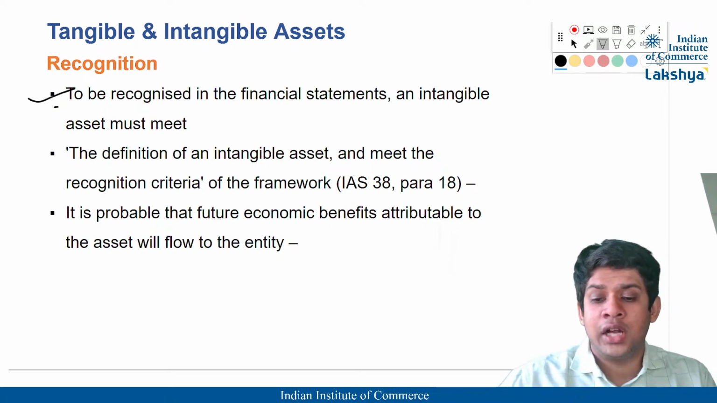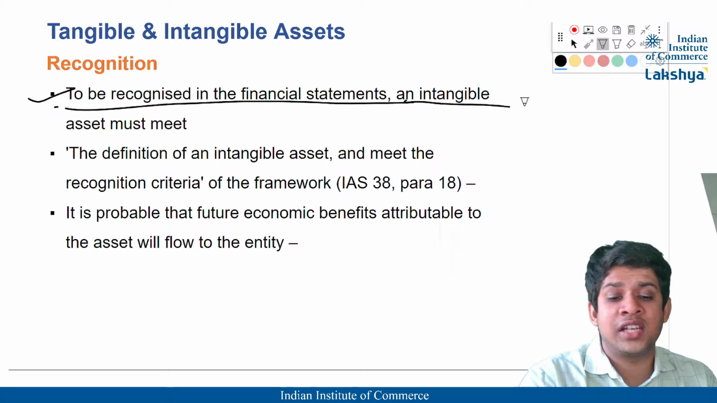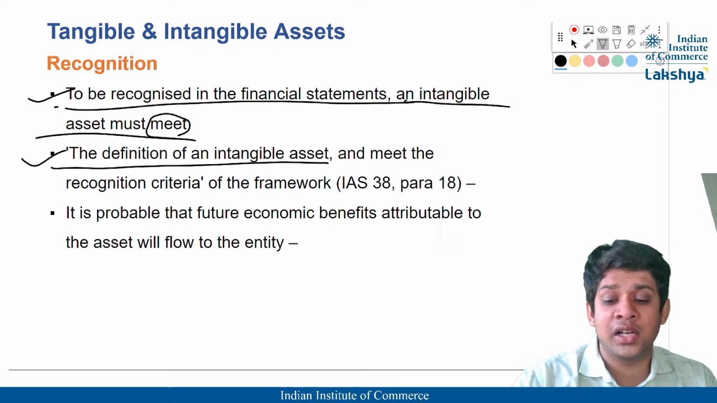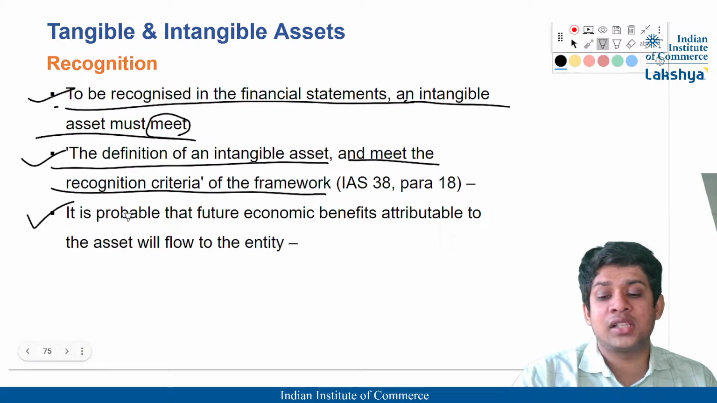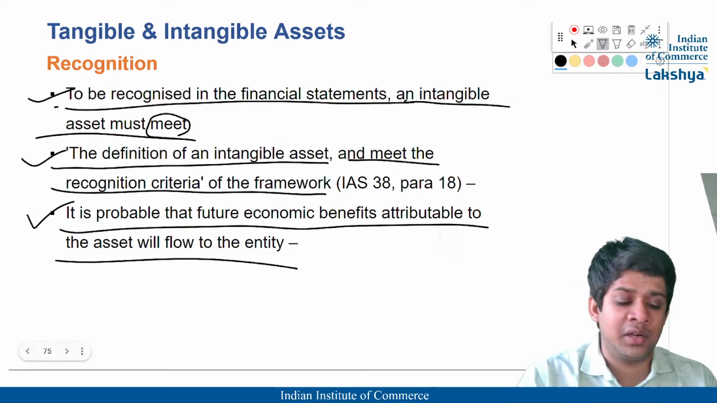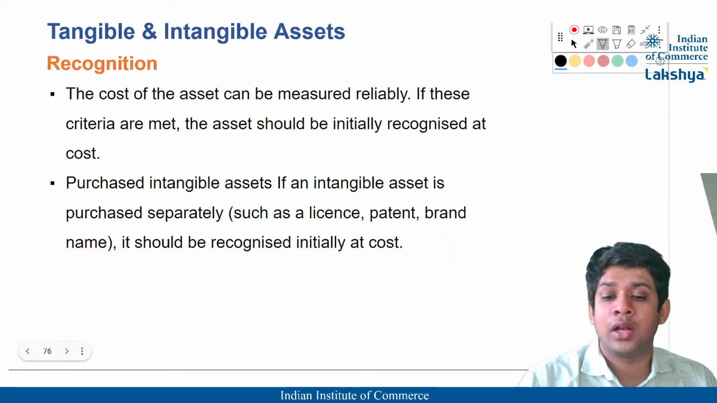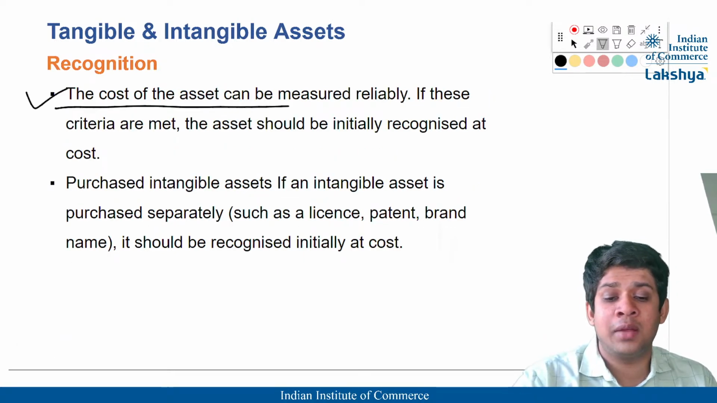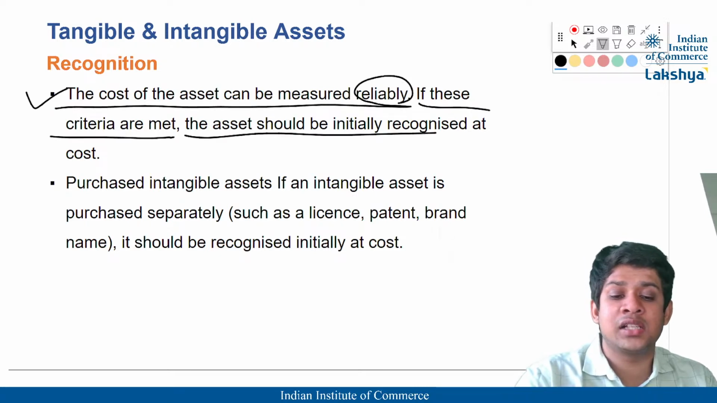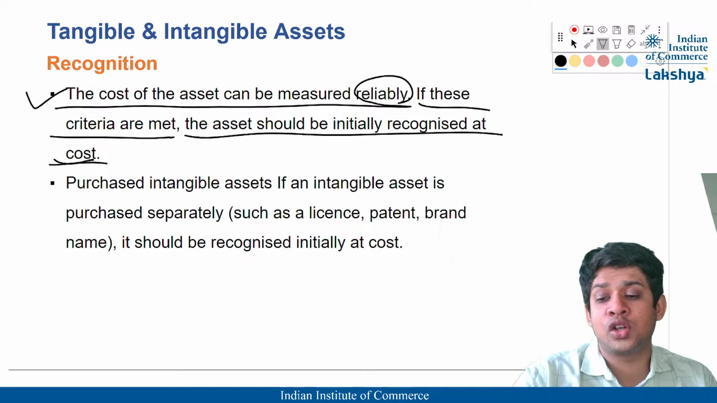So recognition: it is to be recognized within the financial statements as an intangible asset, and for recognition it must meet the definition of an intangible asset and the recognition criteria that we saw. Lastly, it should be probable that future economic benefits associated with the asset will flow to the entity, right? The cost of the asset should be able to be measured reliably. If these criteria are met, then the asset should initially be recognized at its cost.